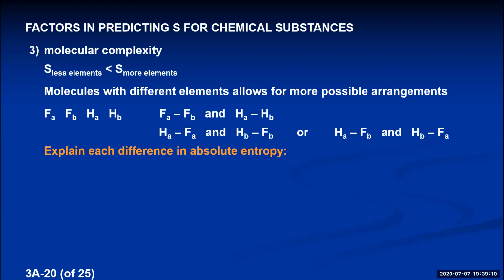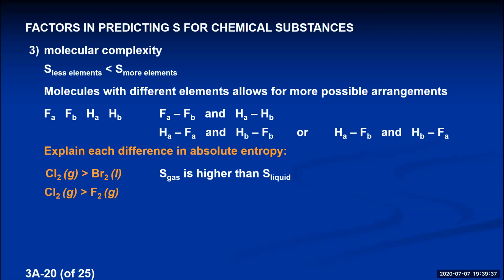So let's see if these three different factors make sense to you. Let's see if we can explain each difference in absolute entropy. Why would diatomic chlorine gas have a higher entropy than diatomic bromine liquid? Most important factor in predicting entropy is state of matter. Gases have higher entropies than liquids because there's more possible arrangements for them. So the entropy of a gas is always higher than the entropy of a liquid.